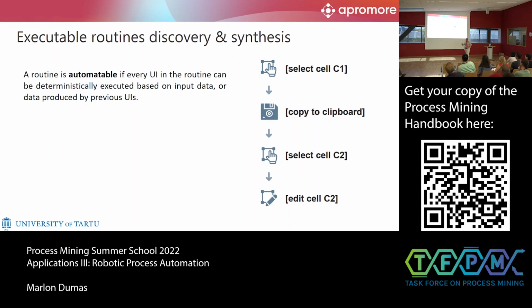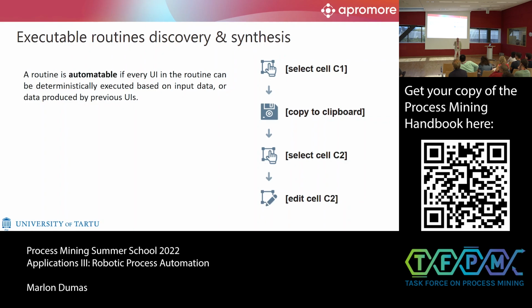A routine is automatable if every step, which we call a user interaction, is such that this step can be deterministically executed given the previous steps, the data in the previous steps. So if all the data that I see in step number 10 can be derived from data I saw in steps 1 through 9, then the routine is automatable, or it's a constant as well. That's fine. It's either a constant or I can derive it from the previous steps, and that is true for every step in the routine. Then it's automatable, because I can build a bot.